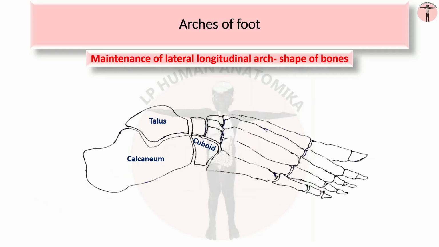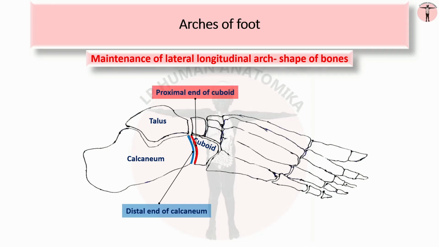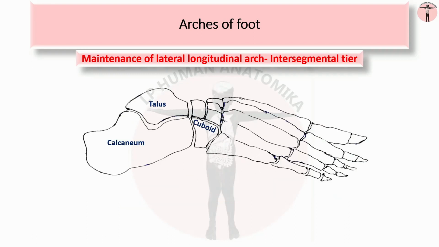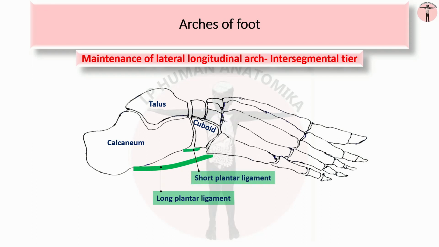Coming to the maintenance of the lateral longitudinal arch, the shape of the bones maintaining the lateral longitudinal arch are minimal shaping of the distal end of the calcaneum and the proximal end of the cuboid. The cuboid is the keystone of the lateral longitudinal arch. The intersegmental ties maintaining the lateral longitudinal arch, where inferior edges of the bones are tied together, are the long plantar ligament and the short plantar ligaments.